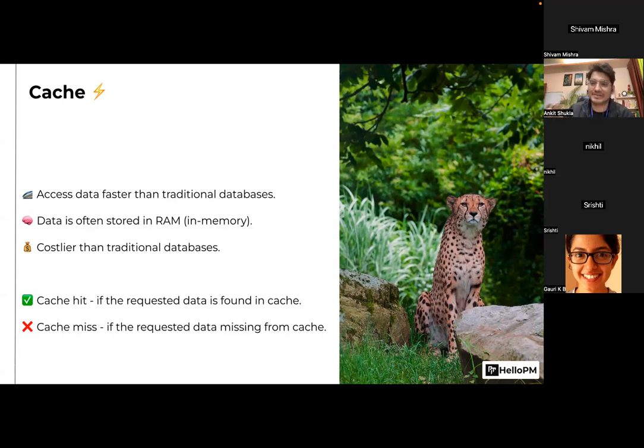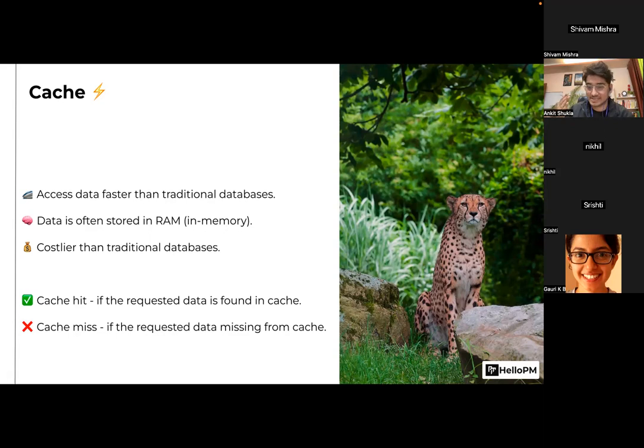But the issue is that RAM is very costly. You cannot go ahead and store everything over there. So you optimize. These are the important things that I have to store in the RAM, in the cache. And that is how you are going to develop your cache strategy. These are the important things that I'm going to store. These are not the important things. I'm not going to store them.